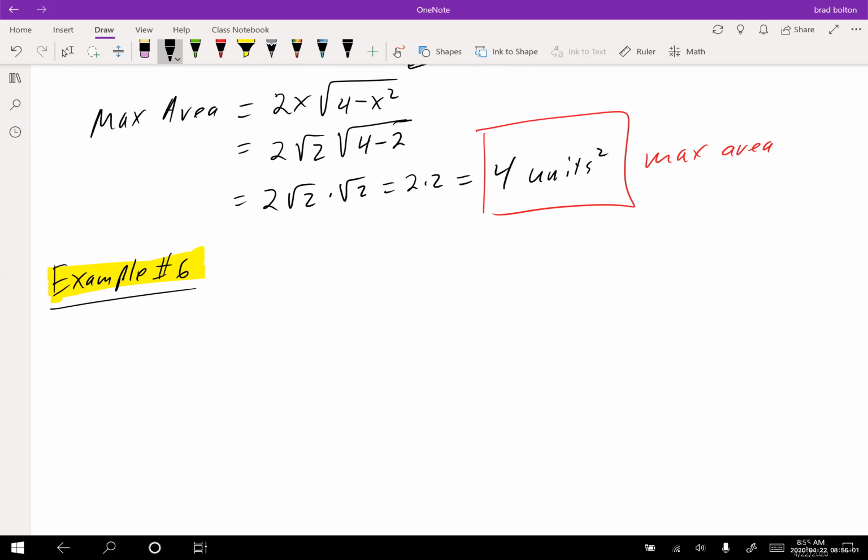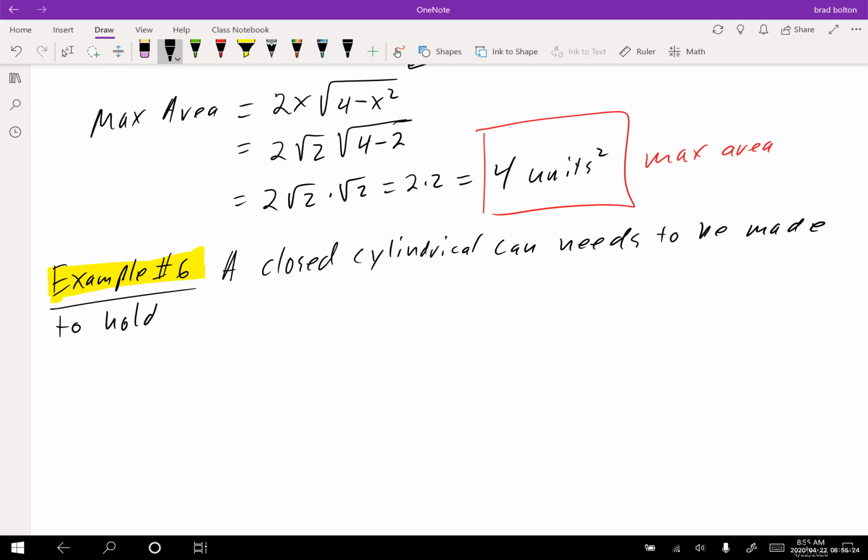Okay, so example 6. So it says a closed can needs to be made to hold 100 centimeters.